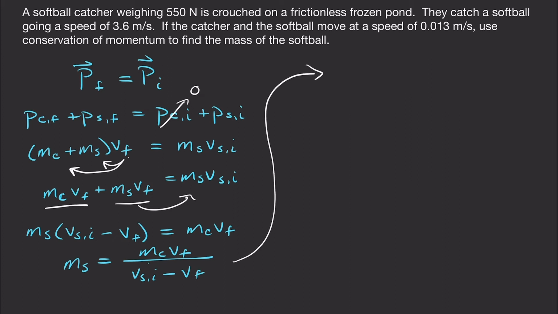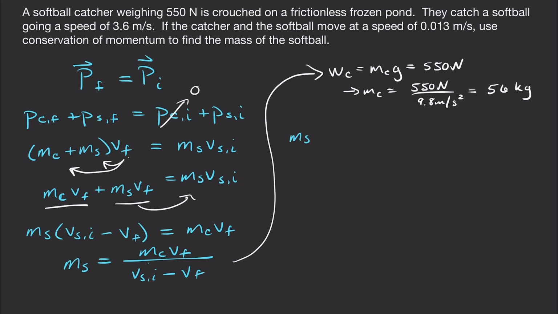Okay, so before I can plug all of this in, I was given the weight of the catcher in newtons. So the weight of the catcher is the mass of the catcher times gravity, or 550 newtons. So this means the mass of the catcher will be 550 newtons divided by g, or 9.8 meters per second squared, or 56 kilograms. So now I'm ready to plug in.